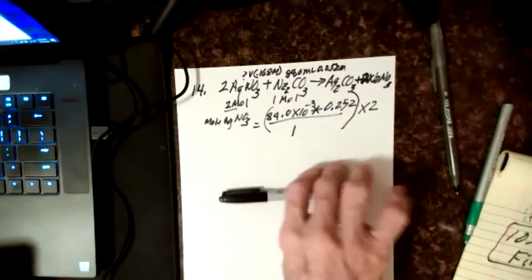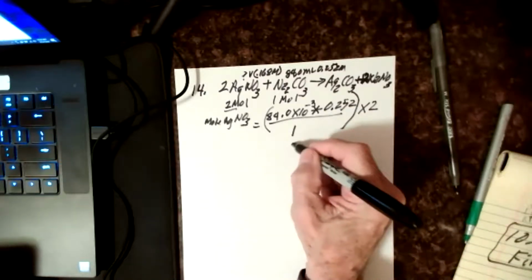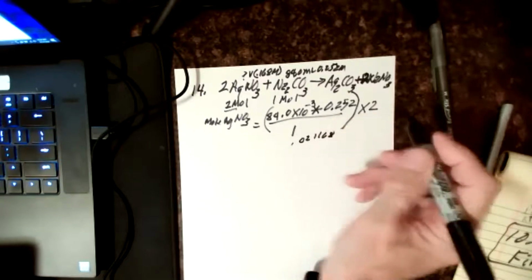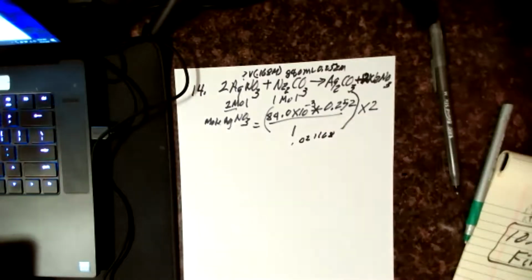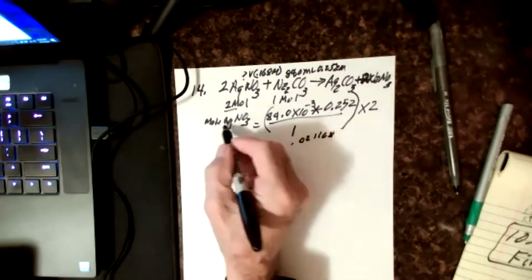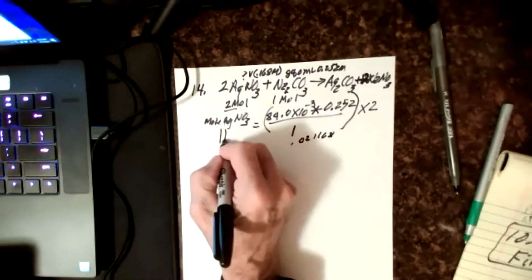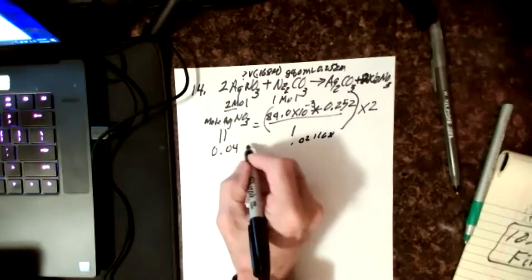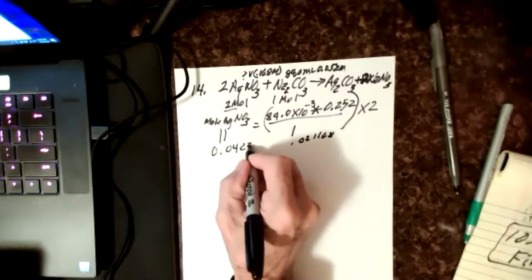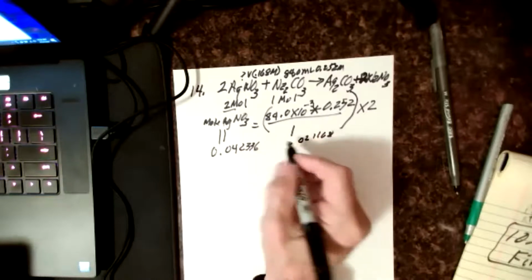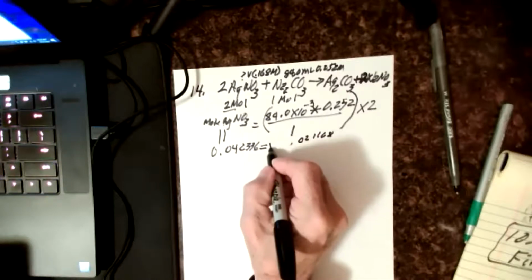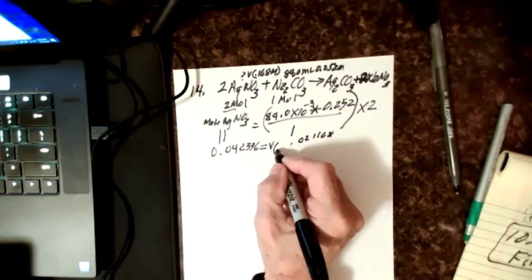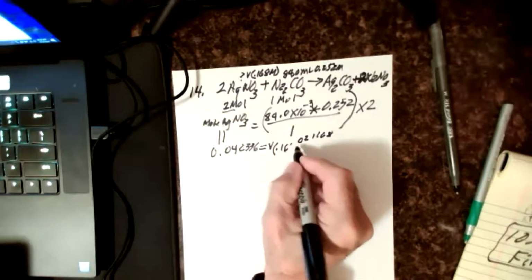When I do that, that comes out to be 0.021168 divided by 1, and then times 2. So my moles of silver nitrate is 0.042336. That's equal to the volume times the molarity. Molarity of this solution is 0.168.